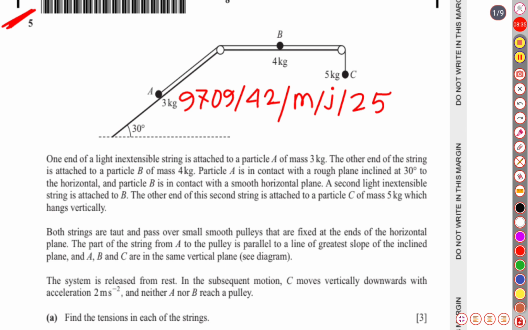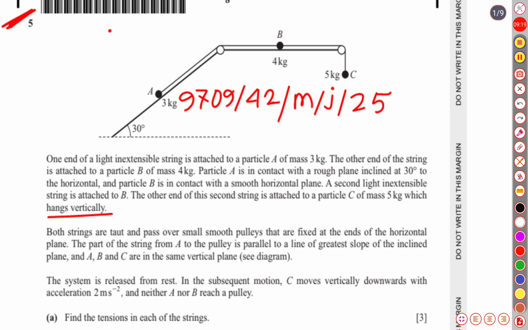The question is a little bit larger, which says one end of a light inextensible string is attached to a particle A of mass 3 kg. The other end of the string is attached to a particle B of mass 4 kg. Particle A is in contact with the rough plane inclined at 30 degree to the horizontal, and particle B is in contact with a smooth horizontal plane. A second light inextensible string is attached to B. The other end of this second string is attached to a particle C of mass 5 kg which hangs vertically.